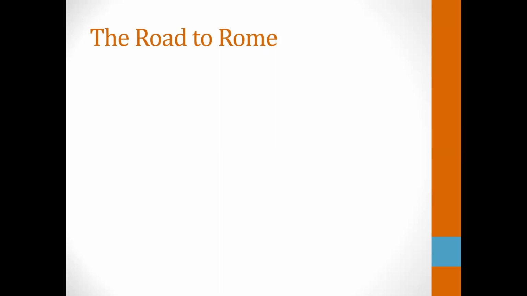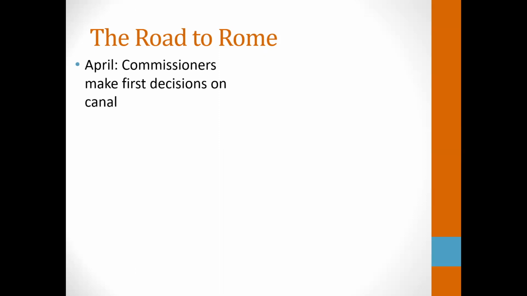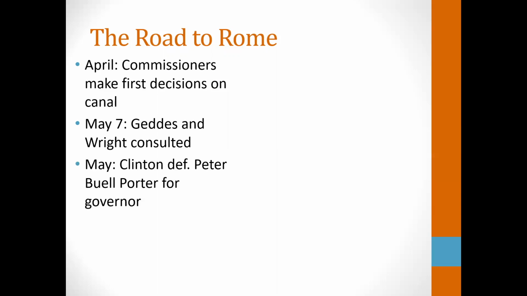So the canal passes. In April, canal commissioners start making the first decisions on the canal, where they're going to build it, who they're going to get to build it. May 7th, James Geddes and Benjamin Wright are consulted and hired as some of the head engineers for this project. In May, DeWitt Clinton is elected governor. He defeats sort of Peter Buell Porter, a fellow canal commissioner, but he's just the last minute write-in candidate. It is the largest margin of victory a New York State gubernatorial candidate has ever won. He wins about 98% of the vote.